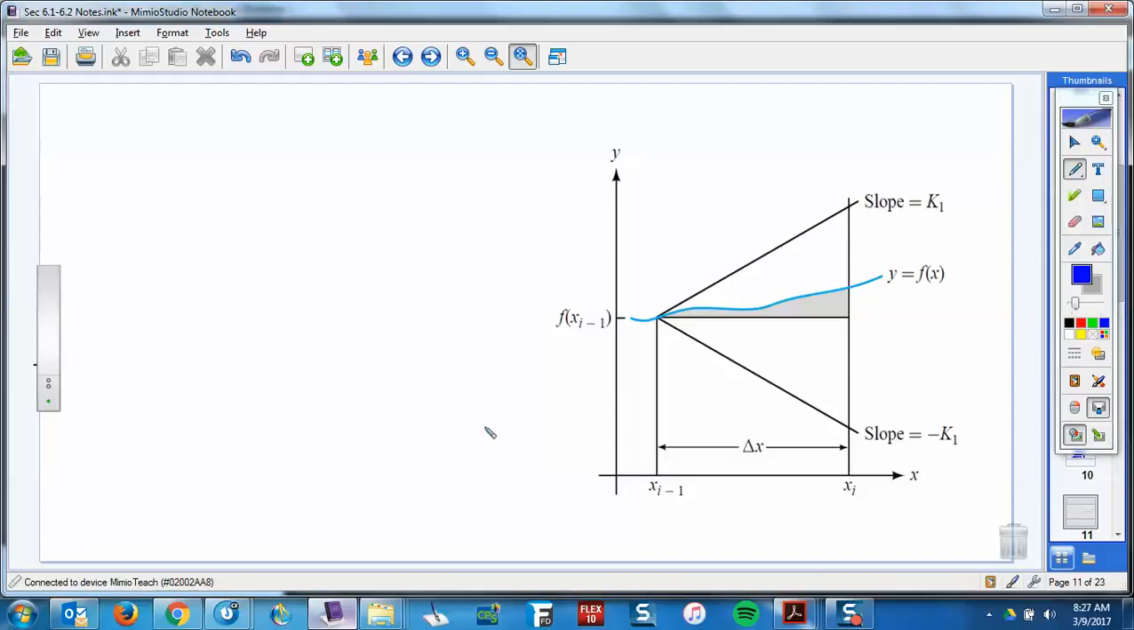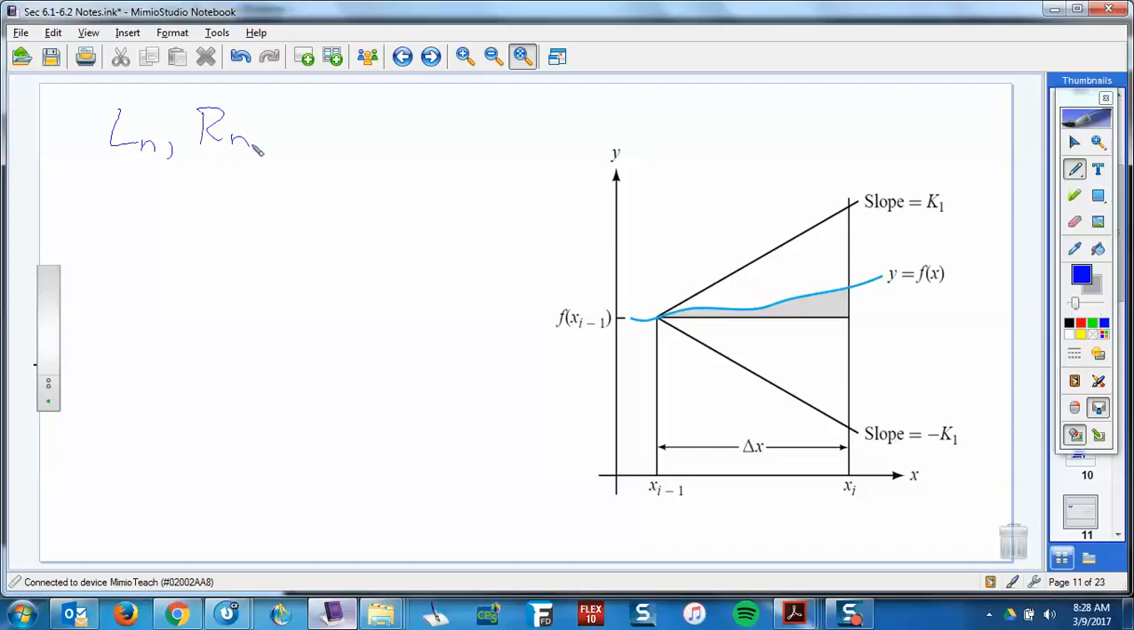So let's make it simple here. Let's do it with just one subdivision, one rectangle. Okay? So we're first going to investigate lefts, and rights will be the same thing. Okay? Lefts and rights will be the same. So let's say we have this curve, right? That's going up, going down, whatever. Okay? And we're going to do a left rectangle.